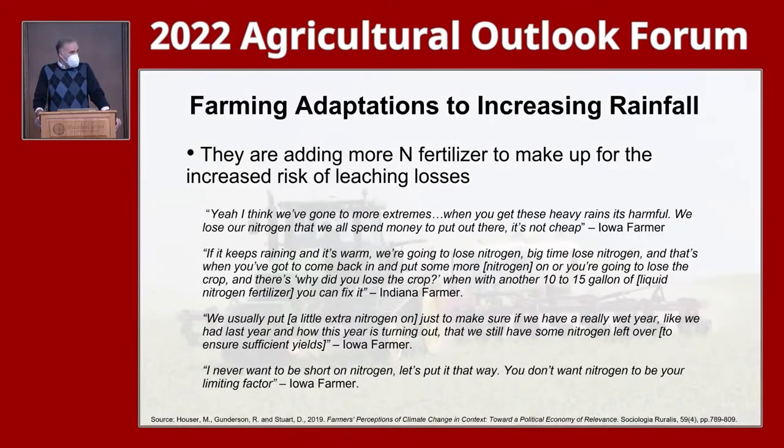Some of the adaptations that farming has adapted. These are some pretty interesting publications that have been out. The bottom line is that because of the importance of nitrogen to yield, farmers view that as a threat and a risk that, when heavy rainfalls occur and they're leaching more N out, the response is to add more N to the system to make up for those deficits.